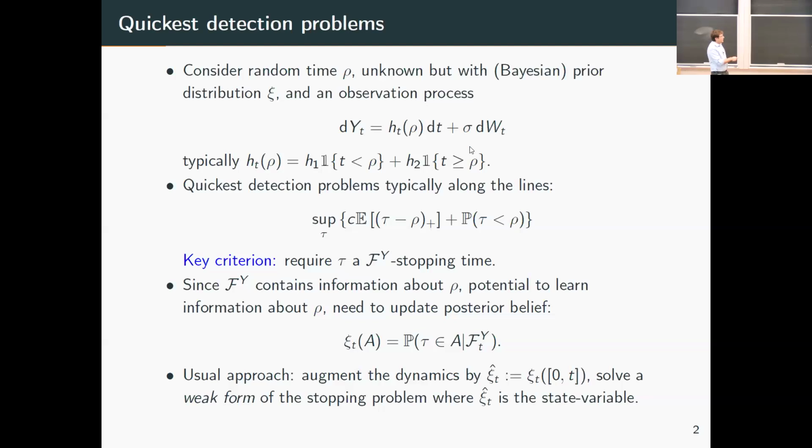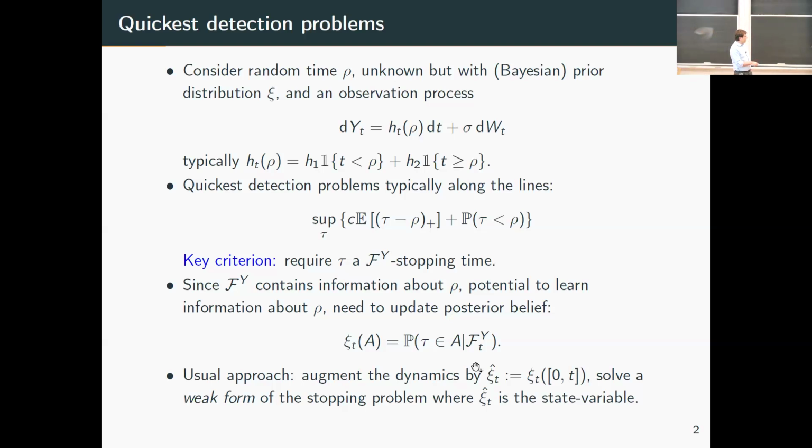So one class of these are the quickest detection problems, where there's an unknown time at which the drift of your process changes, and you want to stop as close to that time as possible. The typical problem penalizes early stopping, and you want to minimize, sorry, that should be an inf over tau, the delay past the time rho that I actually choose to stop. The key thing is that my stopping time tau has to be adapted to the filtration of this Y process, so I'm using the observed process to learn information about rho.